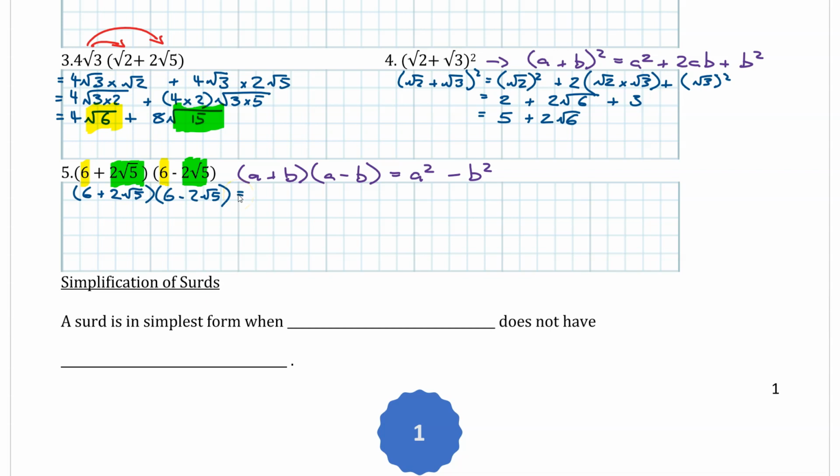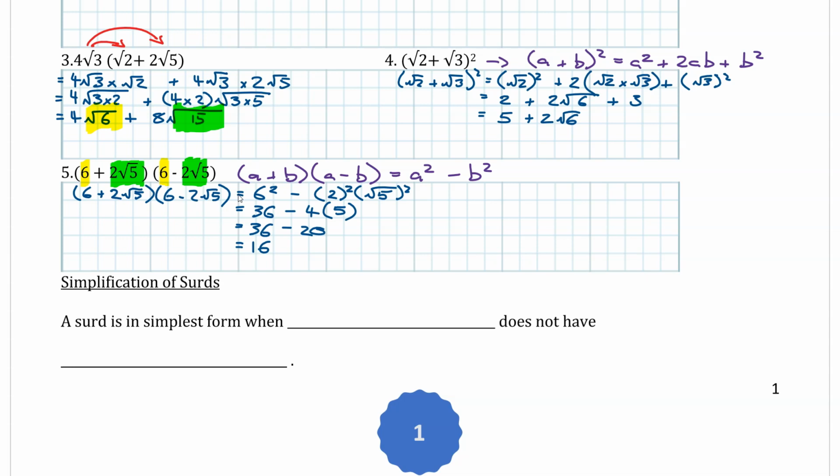So what we can say is the expansion of this will be 6 squared minus 2 squared root 5 squared, like so. That will be 36. 2 squared is 4, root 5 times root 5, so we can get rid of that and simply go 4 times 5, 36 minus 20, that will simply become 16. So that will bring this video to an end.